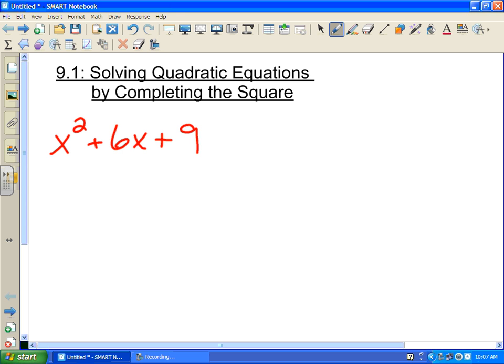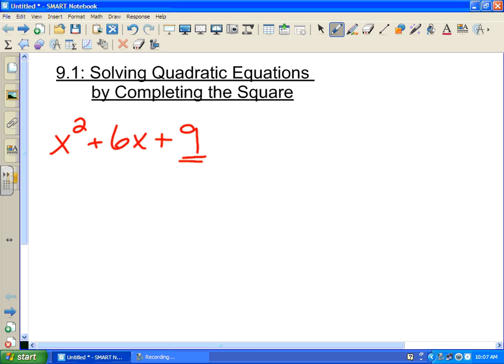Okay, x squared plus 6x plus 9. You don't have to write this down. I'm going to show you what it means to complete this square. Okay, this is a trinomial. It's 3 terms. It's a special type of trinomial called a perfect square trinomial because the last term is a perfect square.